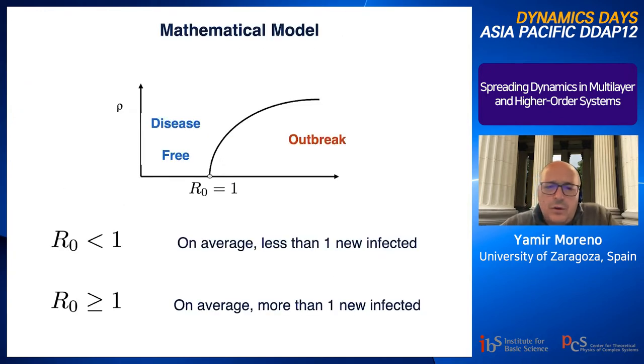So in general, when you solve this sort of models, you get this sort of phase diagram, in which you find that there is a disease-free regime and a disease-active regime that corresponds to an outbreak. And this is determined by what is called the reproduction number, the basic reproduction number, which is the average number of secondary infectious individuals that are produced by a single infected individual in a fully susceptible population. This is the definition of the basic reproduction number.